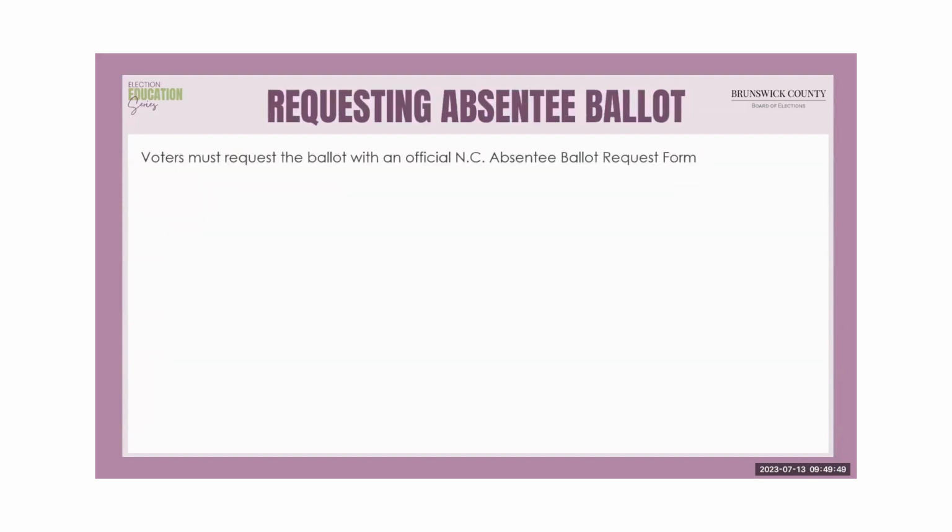Voters must request an absentee ballot be sent to them. This is done through an official North Carolina absentee ballot request form. If a voter does not formally request an absentee by mail ballot, they will not receive a ballot packet from the Board of Elections office.